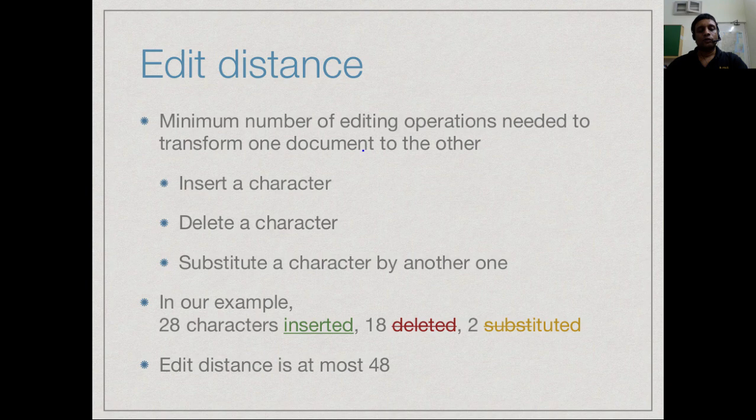So in our example, we claimed that 28 characters were inserted, 18 were deleted and 2 were substituted. So the total number of changes we made is 48. If the edit distance is supposed to be the minimum number of changes, it can't be more than 48 because we've already shown that it is possible to do it in 48. Perhaps it's possible to do it in a more clever way in less than 48. So the edit distance is at most 48 for the two sentences that we showed earlier.